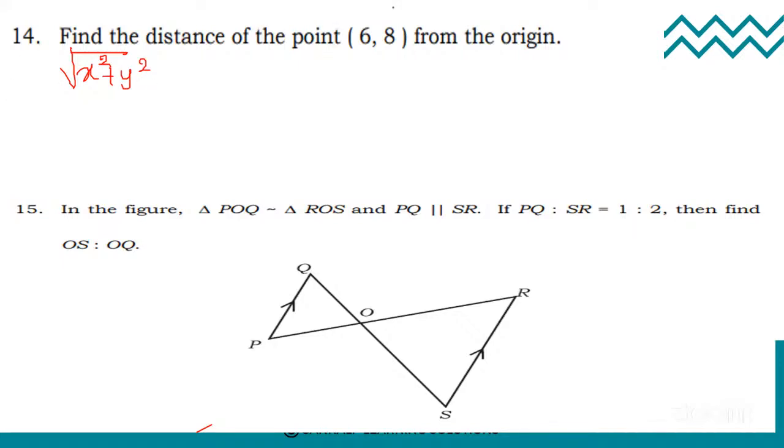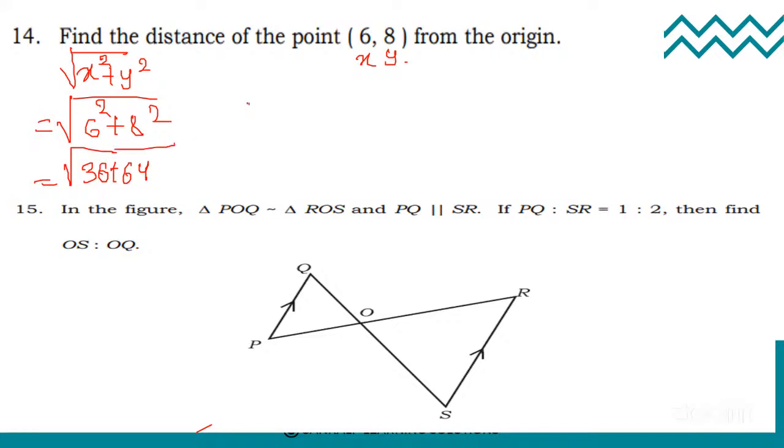So this is x, this is y. So substitute the value of x and y into the formula, that is 6 square plus 8 square. So 6 square is 36, 8 square is 64. So 36 plus 64 is 100. So square root of 100 is 10. So 10 is the distance of the point from the origin. Okay, 10.